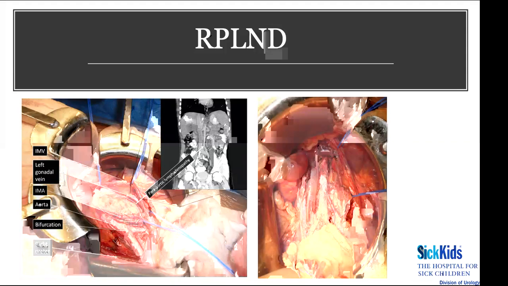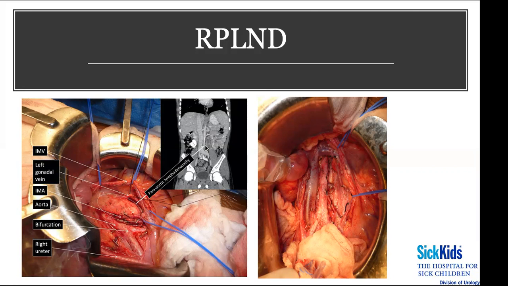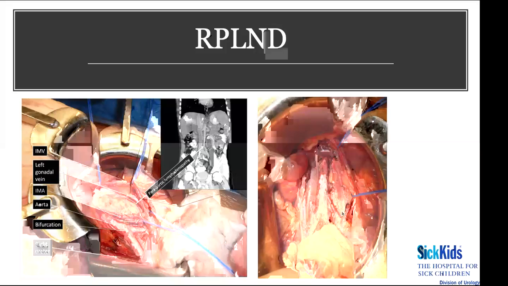So in this image on the left, we can see significant left para-aortic lymphadenopathy, which is correlated with the patient's CT scan, which shows the large mass in the retroperitoneum. So we can see the IMV, which is reflected laterally, and then the aorta, and the bifurcation of the iliacs is also noted here. The IMA is intimately associated with the mass, and in the right image, you can see that this is the same patient. Everything was cleared out very nicely. The mass is no longer there, and we don't see any lymphatic tissue in the border of the RPLND. So all overt masses and lymphatic tissues were removed up to the level of the renal vein.